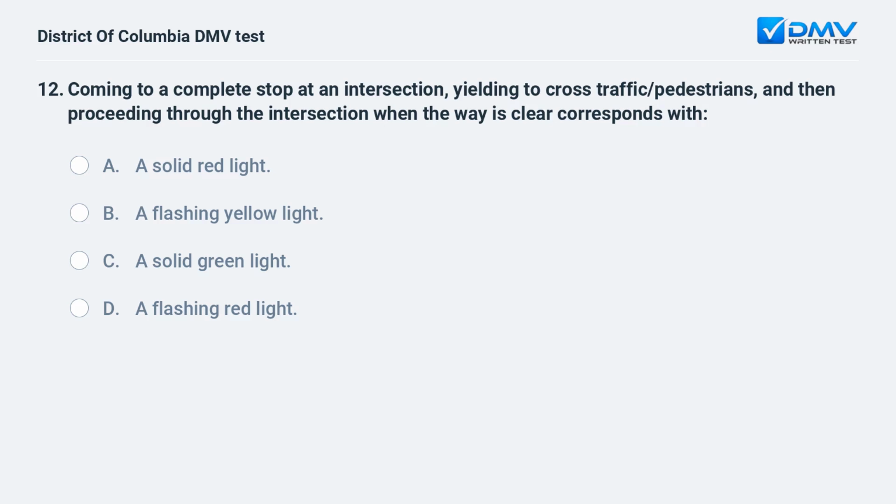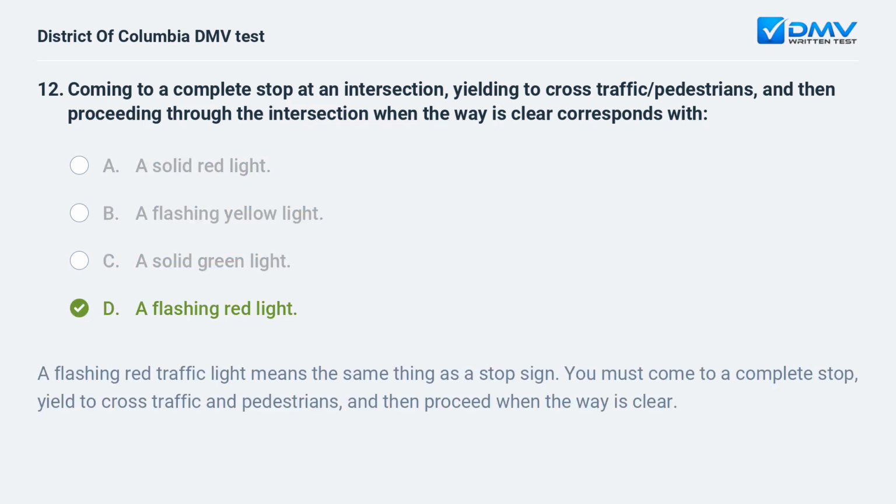Coming to a complete stop at an intersection, yielding to cross-traffic and pedestrians, and then proceeding through the intersection when the way is clear corresponds with A. A solid red light. B. A flashing yellow light. C. A solid green light. D. A flashing red light. D. A flashing red light.